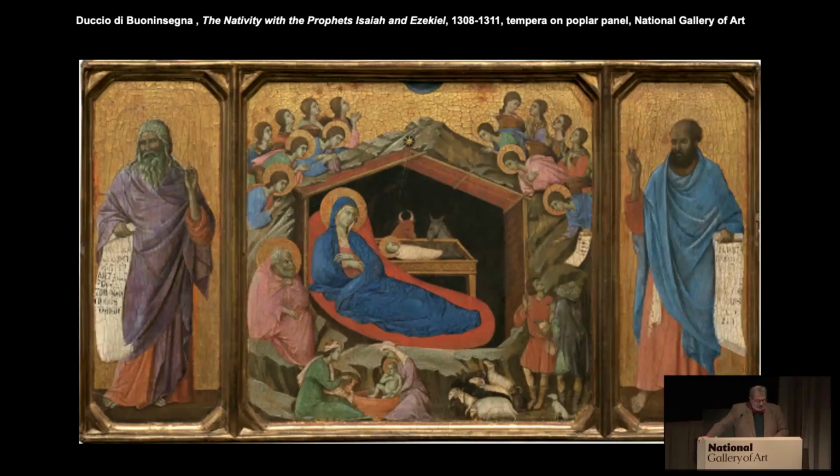"Now there were in the same country shepherds living out in the fields, keeping watch over their flock by night. And behold, an angel of the Lord stood before them, and the glory of the Lord shone around them, and they were greatly afraid. Then the angel said to them, 'Do not be afraid, for behold, I bring you good tidings of great joy, which will be to all people. For there is born to you this day in the city of David a Savior, who is Christ the Lord.'" So that's the annunciation to the shepherds.